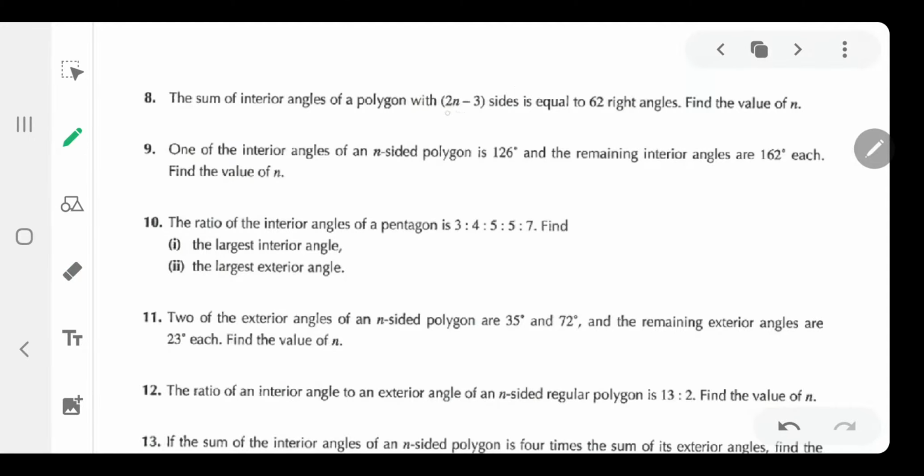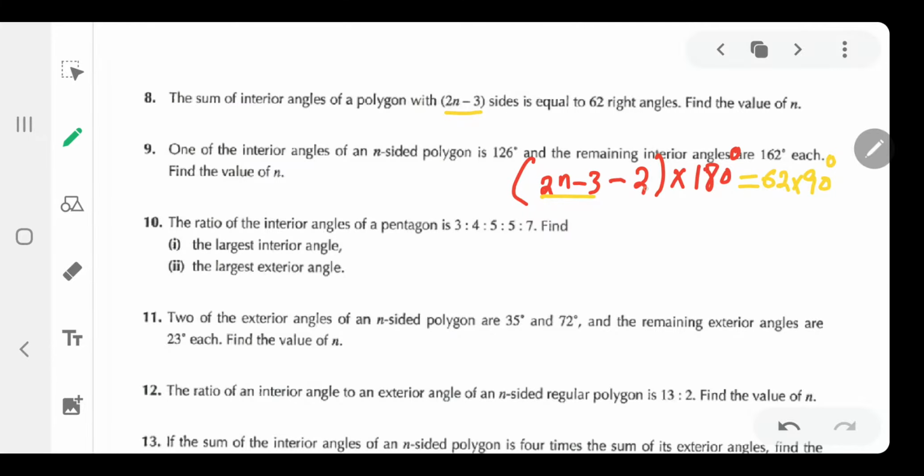We say that if we have 2n minus 3 sides, we must write it like this: 2n minus 3, minus 2, multiplied by 180 degrees, right? Instead of n, I have written 2n minus 3 because we have 2n minus 3 sides. Now this sum must be equal to 62 right angles. So what does it mean? It means 62 multiplied by 90 degrees.